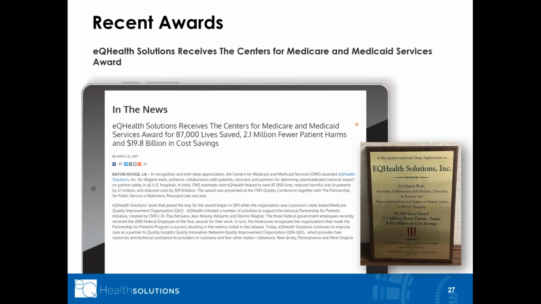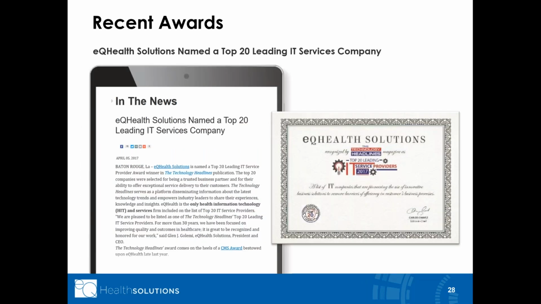We've had recent awards. One of our recent awards was CMS awarding us for the amount of lives we saved and the cost savings, 19.8 billion in cost savings. We were also recognized as a top 20 leading IT solutions provider. So we're both in the services space and in the technology space.